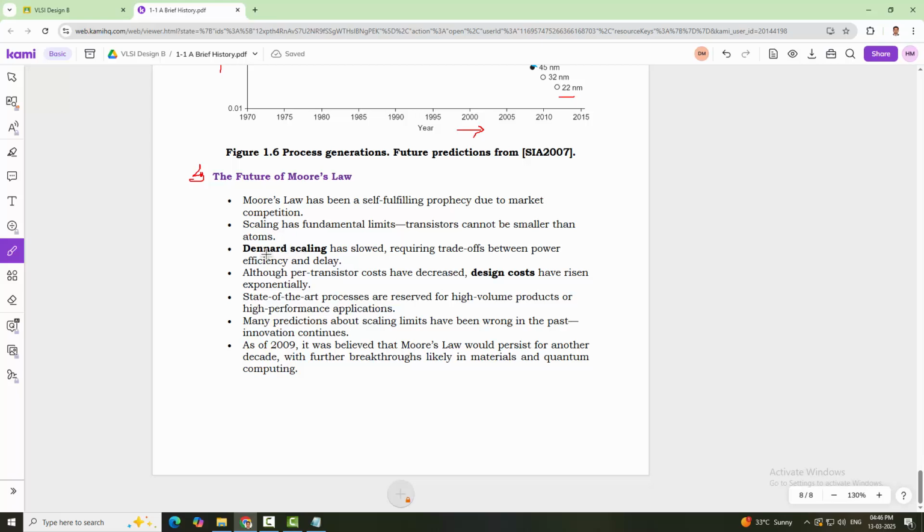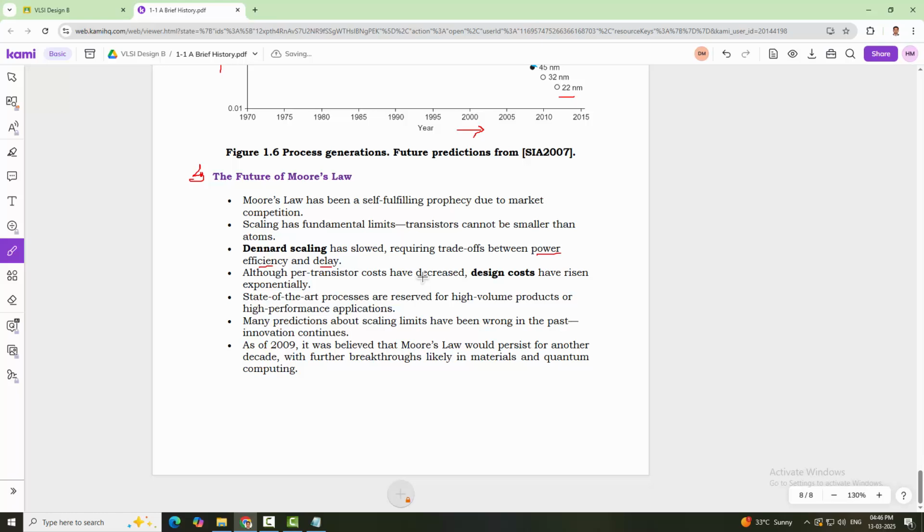We should also keep in mind that Dennard scaling has slowed, and Dennard showed in 1974 the performance improvement due to scaling. And again, trade-offs are required between power, efficiency, and delay. These are three important constraints when we make integrated circuits.